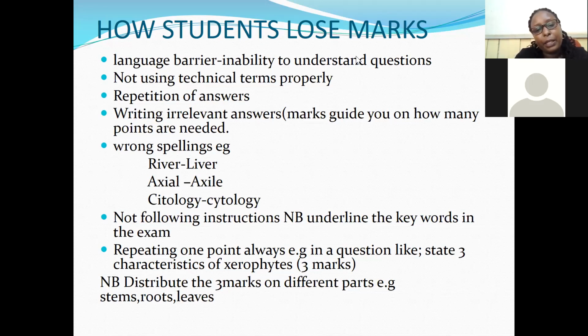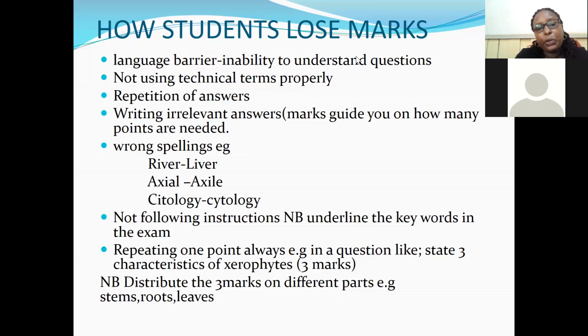Other examples of spelling mistakes we've had: instead of the learner talking of the liver, talks of river. That also changes the meaning. We also have in placentation, instead of axile placentation, they talk of axial, and that also changes the meaning. In such a case where the spellings have been not well written and they change the meaning of the word, the learner is not going to score.